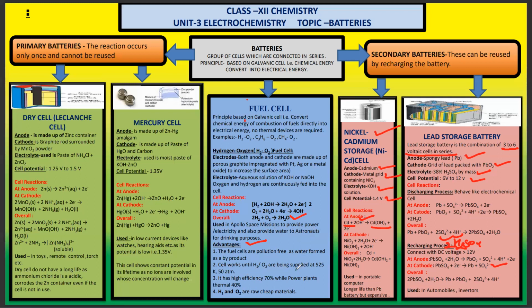The cell works as long as H2 and O2 are being supplied at this temperature and pressure. The next advantage is its efficiency is very high, that is 70%, while thermal power plants have 40%. And the raw materials, hydrogen and oxygen, are not expensive. That is, they are cheap raw materials.